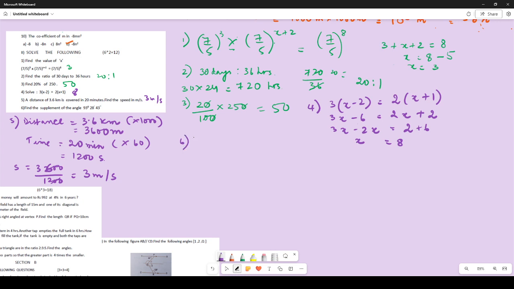Find the supplement of angle 93 degrees, 28 minutes, 43 seconds. Right. So what we are supposed to do, see, it is supplement. So supplement is what? 180 degrees. Supplementary angles add up to 180 degrees. So how will we split it? We will split it up as 179 degrees, 59 minutes and 60 seconds. And now you subtract 93 degrees, 28 minutes, 43 seconds from it. So what is it that you get over here?